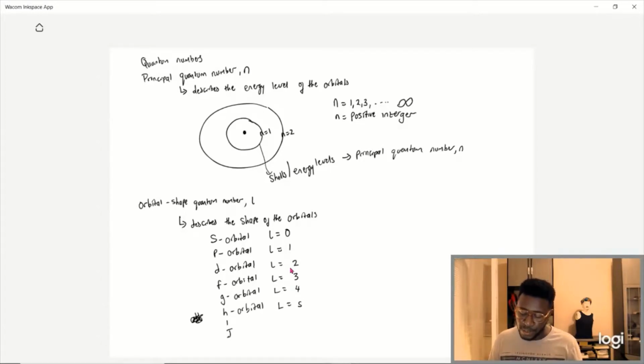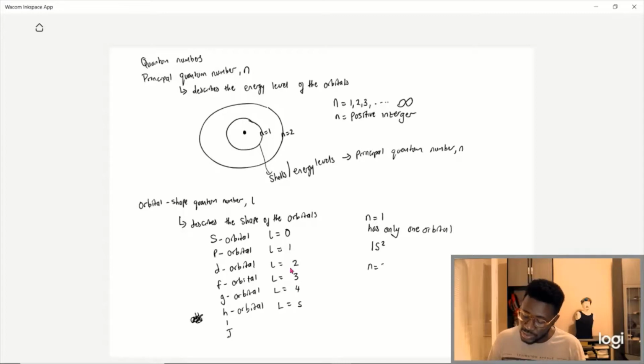Okay, so if you have an atom, if you have an energy level n equal to 1, the first energy level has only one orbital. That's why you have only one 1s2 when you write the electronic configuration. We're going to talk about the electronic configuration later. So n equal to 1 has only one orbital.